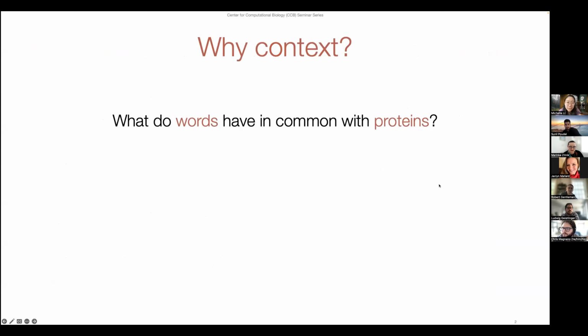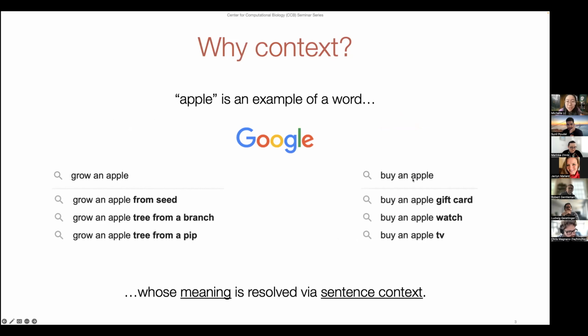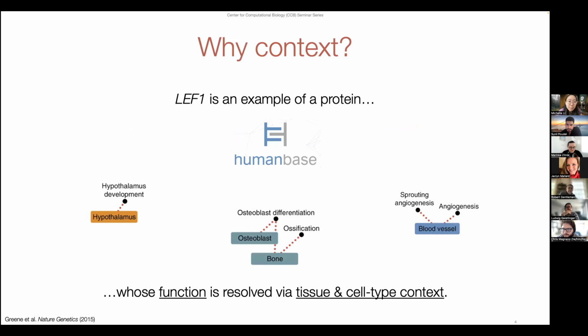So what do I mean by context, and why do we need it to understand genes or proteins or diseases or drugs? Let me answer with an analogy. What do words have in common with proteins? Their meanings arise from their context. For example, if you take the word apple and Google it using two different sentences, do you think that Google will spit out the exact same suggestions? I would suggest no, because even though they are the same word, they have very different meanings depending on how they are used. On the left, apple is referring to the fruit, and on the right, apple is referring to the company. And the same is true for proteins.